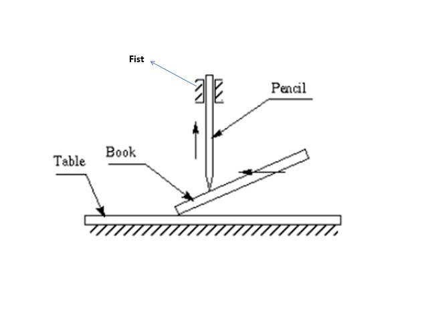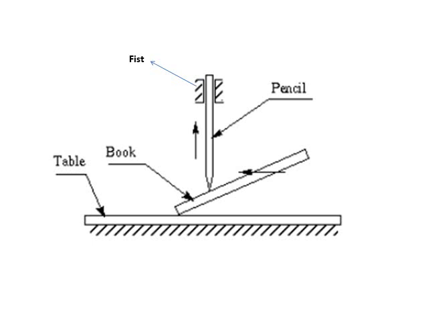For this experiment, you'll need a book and a pencil. Make sure that the book is on an inclined plane and hold the pencil loosely in your fist. Now, when the book is moved smoothly up and down, you will notice that the pencil also reciprocates accordingly in your fist.